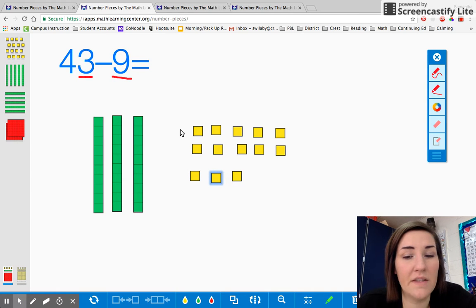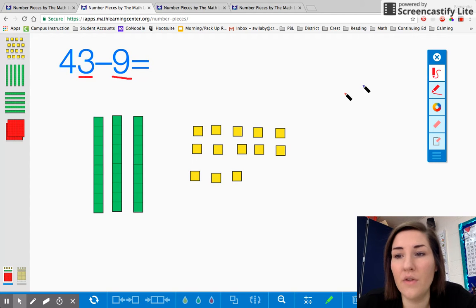I just took one of my tens and broke it apart into some ones. So now I have more ones to work with. Now I have 3 tens and I have 13 ones. So I know 13 is a larger number than 9, so I can easily subtract my 9 from the ones that I have now. So I'm going to subtract them.